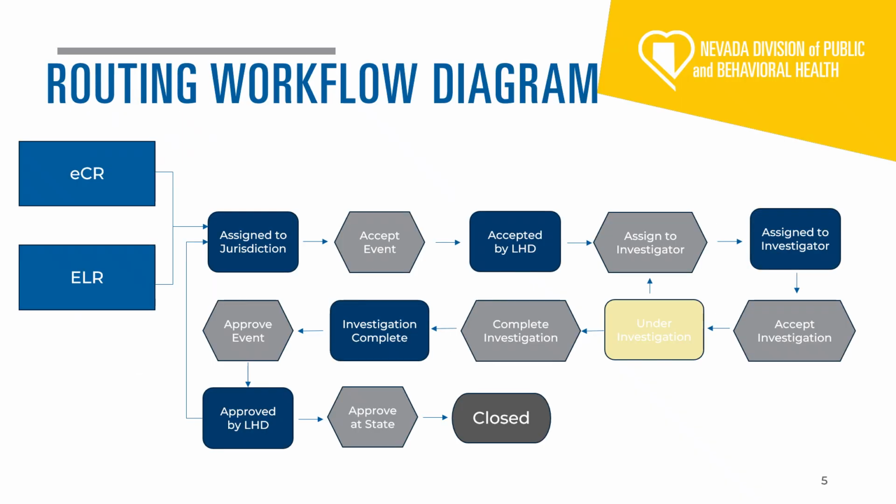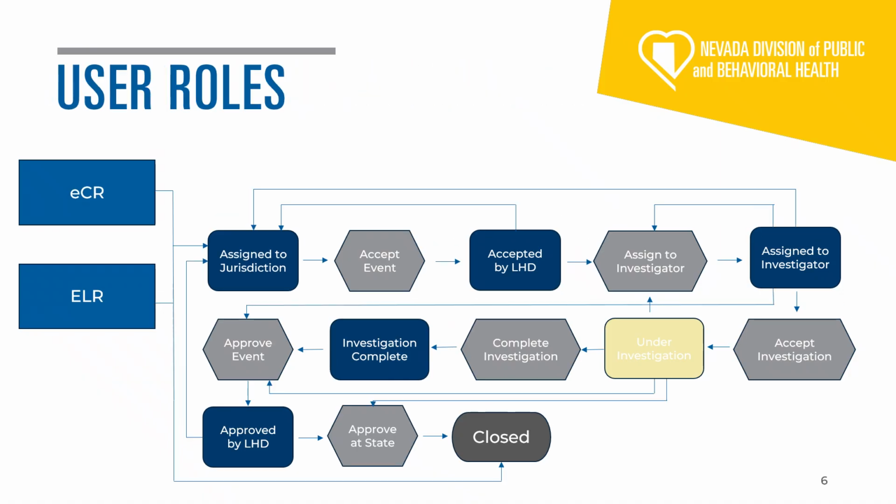Let's look at how the routing steps are laid out. This diagram shows you all the steps that a case might go through from CMR creation to closure. The squares are the various stages of routing the CMR can be in. The hexagons tell you what action needs to be taken to get to that stage. For example, down here we can see that a CMR must be accepted by the investigator before it will show as under investigation.